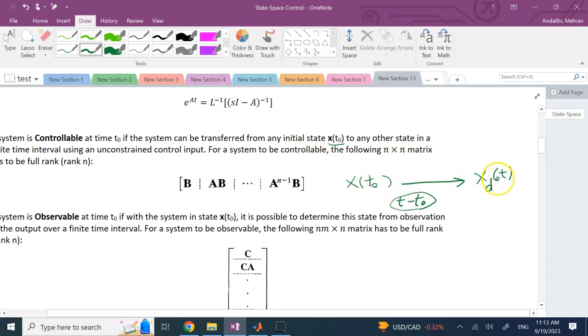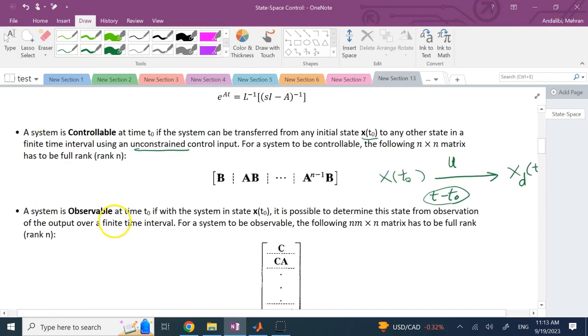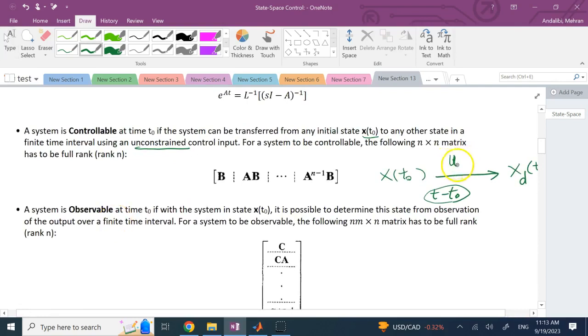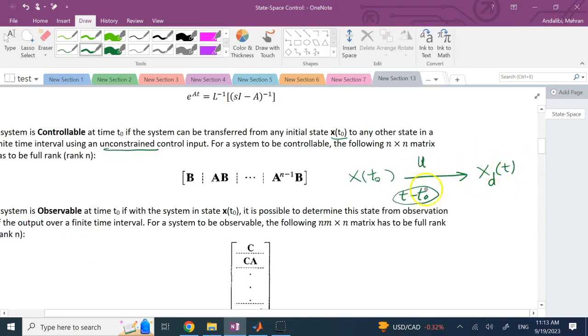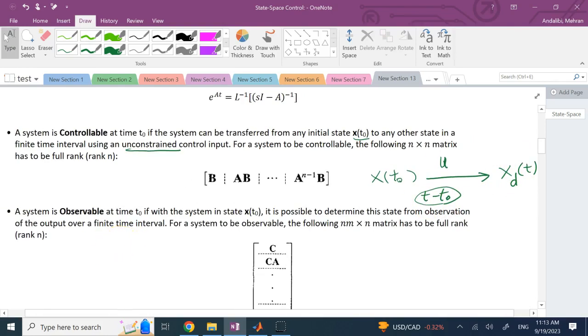You are able to do that with some signal u that you pass to the system as the control signal, and this u could be unconstrained. So you're not going to put any constraint on u, but you should be able to find a signal u that allows you to go from this initial state to this desirable final state in a limited amount of time. If you can do that, then we say the system is controllable. So I can control it in any way I want, and make it go to any state that I want.